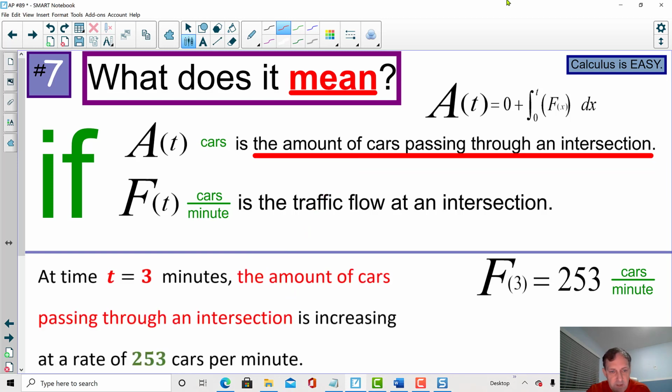There we go. There's our final answer. It says at time t equals 3 minutes, and I traded the A for the amount of cars passing through an intersection. So it says the amount of cars passing through an intersection is increasing at this rate, 253 cars per minute. And that's it.